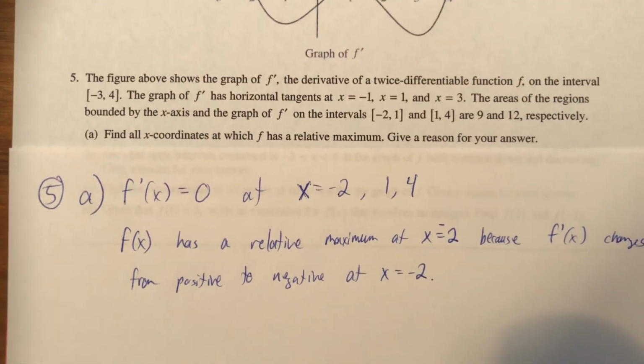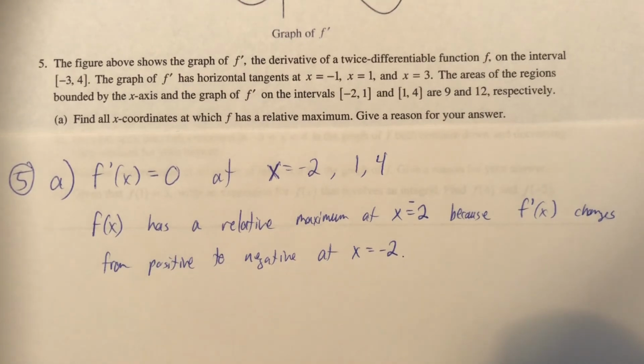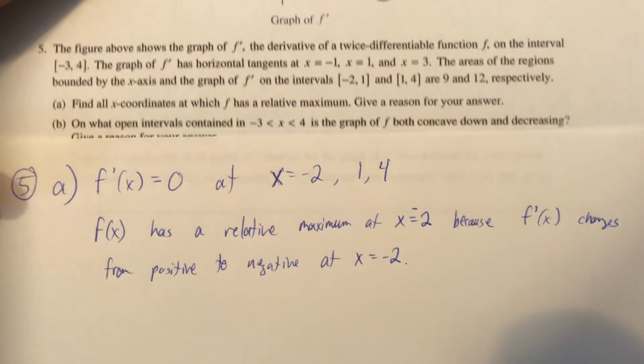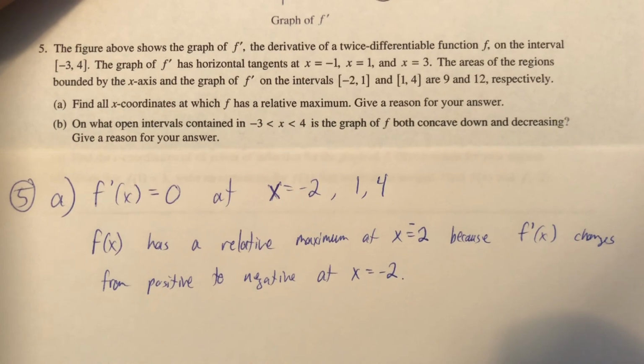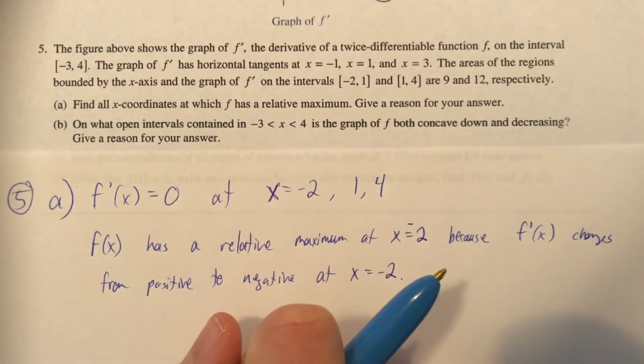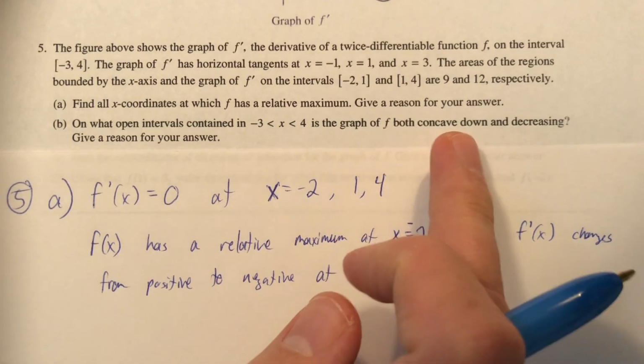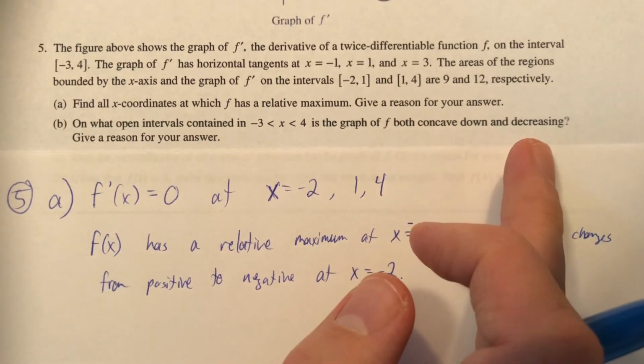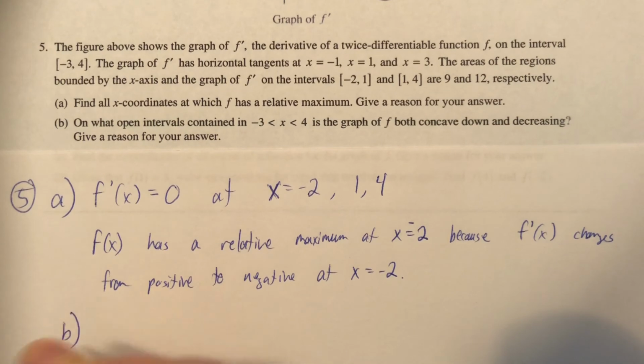So we kind of ruled that one out without having to write anything. We've answered the question that they wanted us to answer. Okay, part B. On what open intervals contained from -3 to 4, notice they didn't include -3 and +4, is the graph of f both concave down and decreasing?